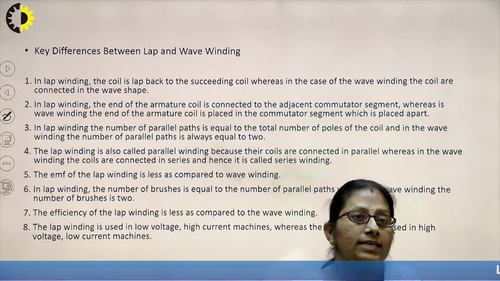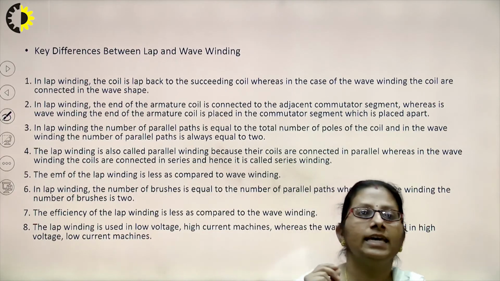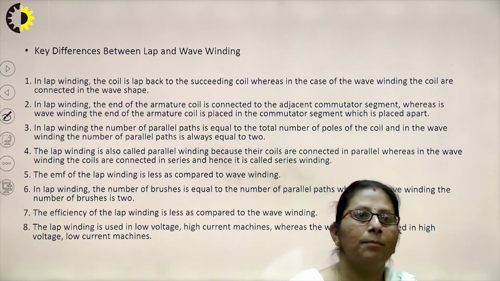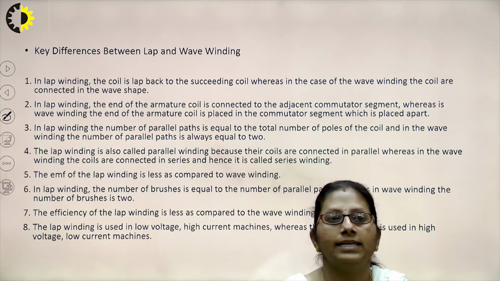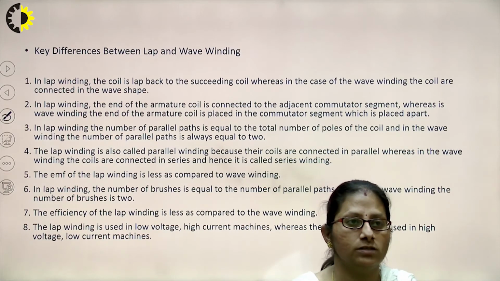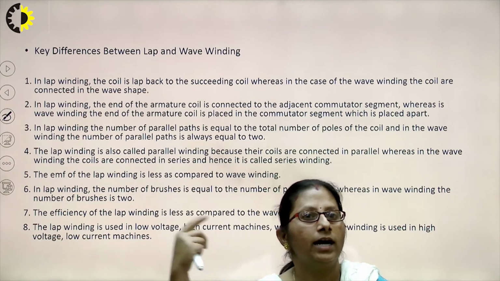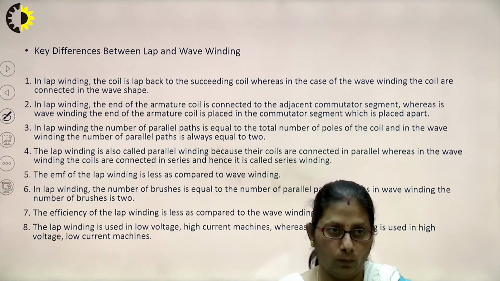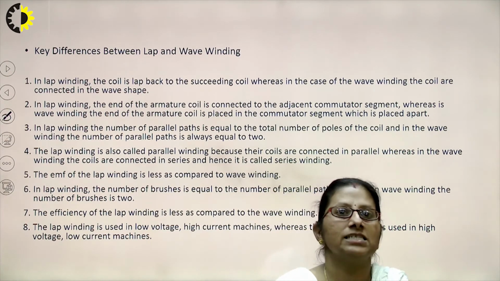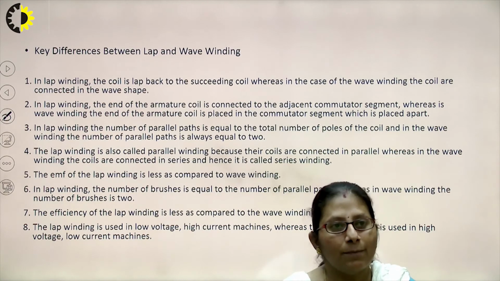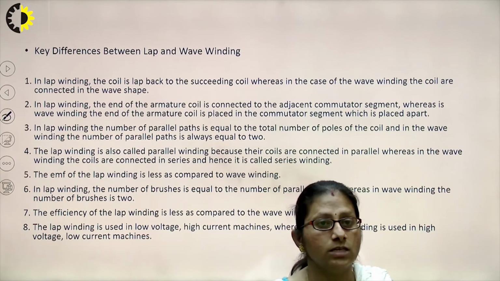Now, what are the key differences between lap winding and wave winding? If you just see, in case of lap winding, the coil is lapped back to the succeeding coil, whereas in case of wave winding, the coils are connected in a wave shape. That is the very first difference. The second difference: in the lap winding, the end of the armature coil is connected to the adjacent commutator segment, whereas in the wave winding, the end of the armature coil is placed in a commutator segment which is placed apart, right?